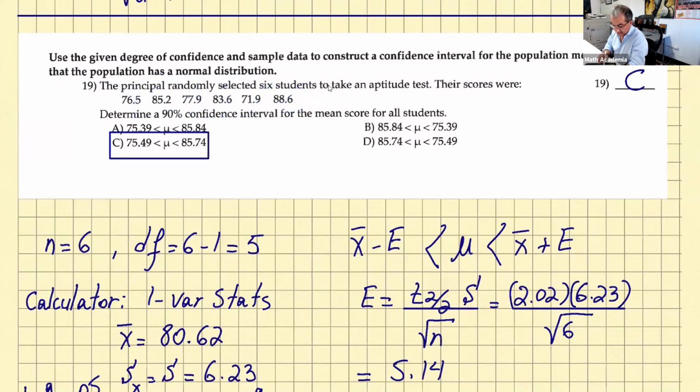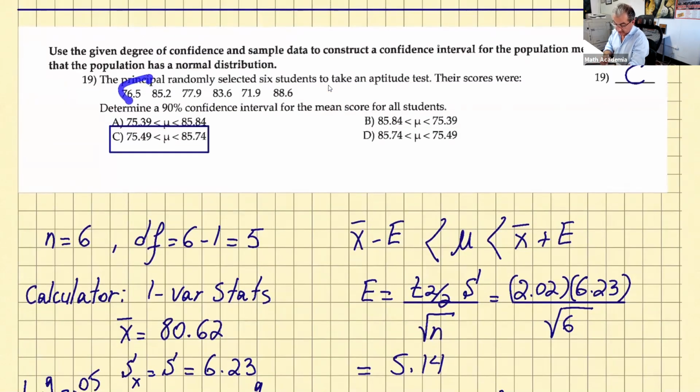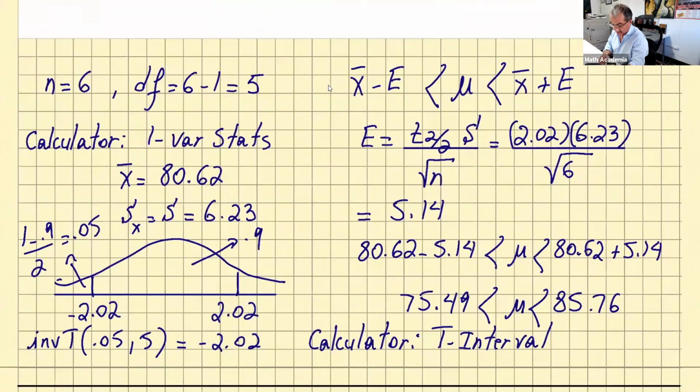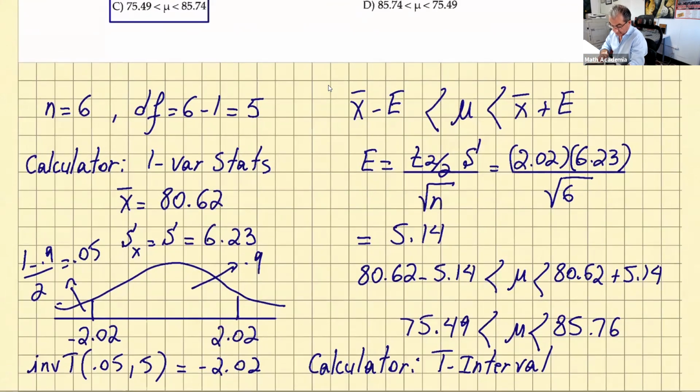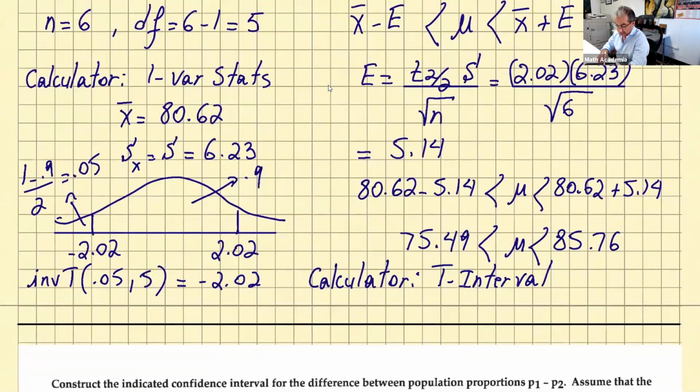So we can calculate S and X bar in this case. Use 1-Var Stats with your calculator. If you do that, first put these numbers in L1, then use 1-Var Stats. You're going to get X bar is 80.62 and S sub X, which is just S, is 6.23. The margin of error, one more time, 90%. Since we calculated S, we have to use T. When you're given a sample, use T.